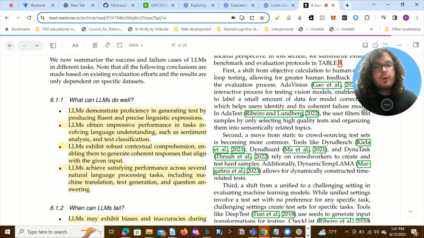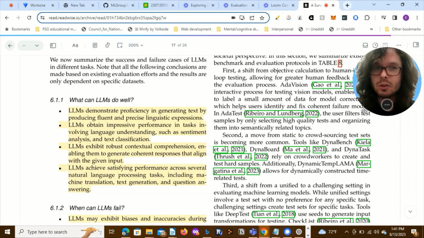They also are very good across other natural language processing tasks, like machine translation, ideally and especially non-English to English languages, low resource to high resource languages like English, as opposed to the other way around, as well as text generation and question answering, including multi-turn question answering.